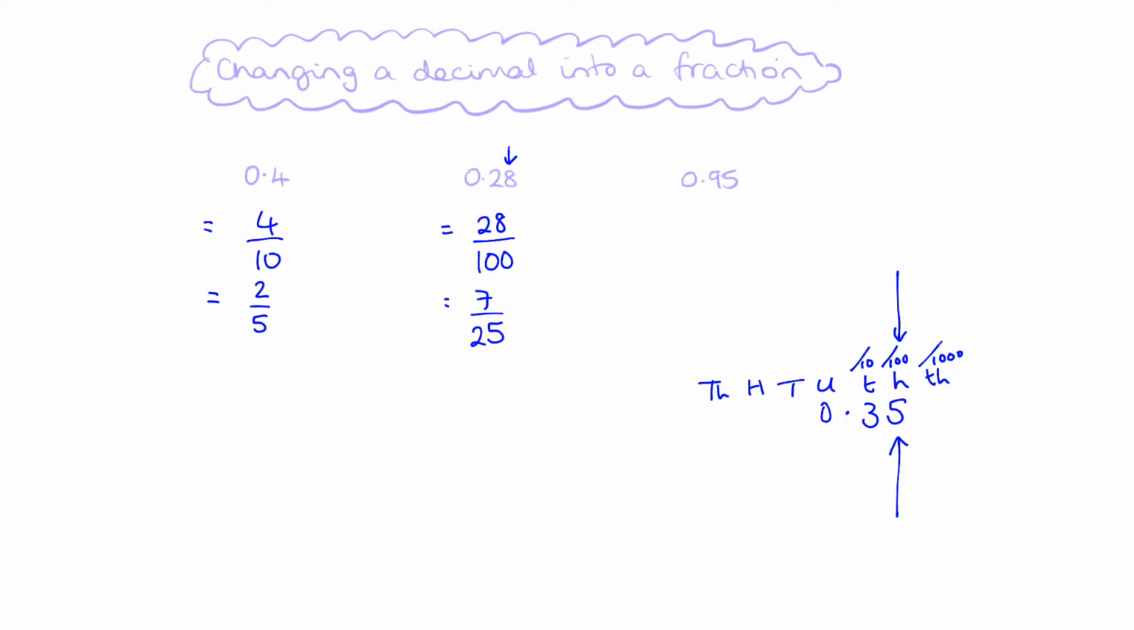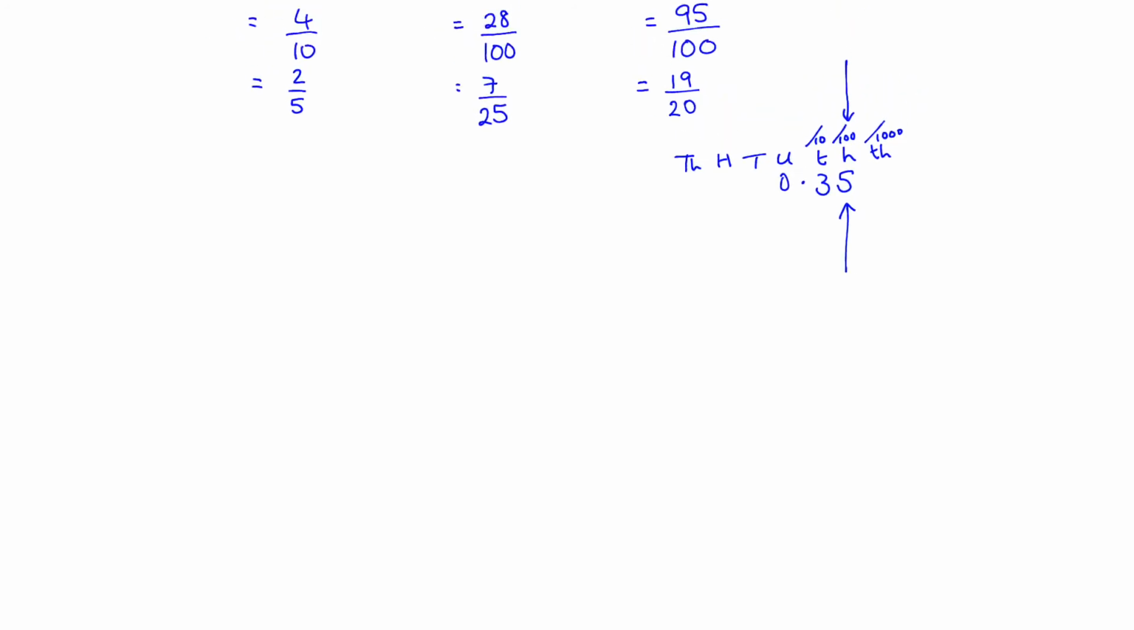Okay, 0.95, 2 decimal places, so that's hundredths again, so 95 hundredths. So both in the 5 times table, so if you just work it out, you've got 19 fives in 95 and 25s in 100. Okay, so moving on.